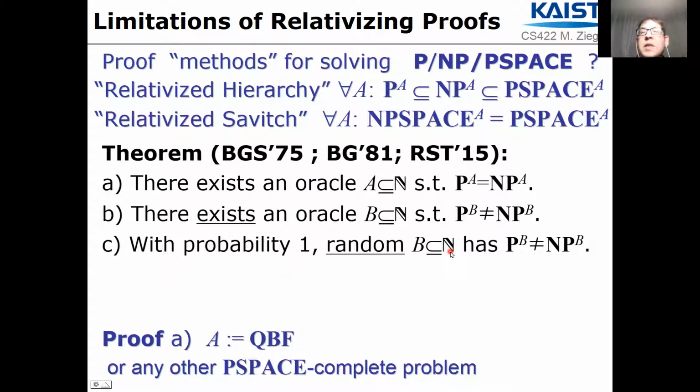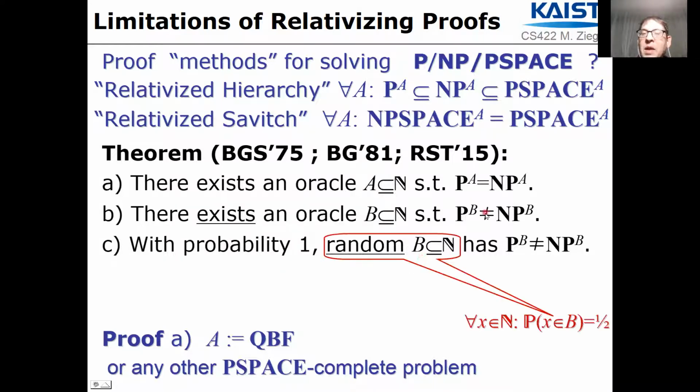Now, what is a random subset of natural numbers? That definition needs some clarification. And random here means we take every natural number independently and either place it in the oracle or keep it outside of the oracle based on an independent flip of a fair coin, 50-50.